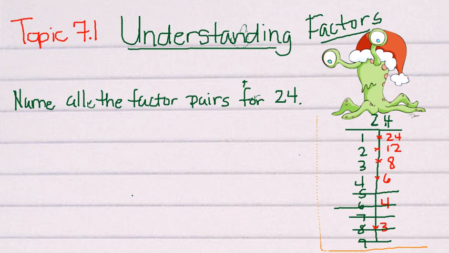Alright, here's the fun part. This is where you get to list the factors. And you start over. Use your T-chart. You start at the top. And remember, all of your factors have to be listed in order from least to greatest. So we're going to start here, and we're going to write 1, and 2, and 3, and 4.